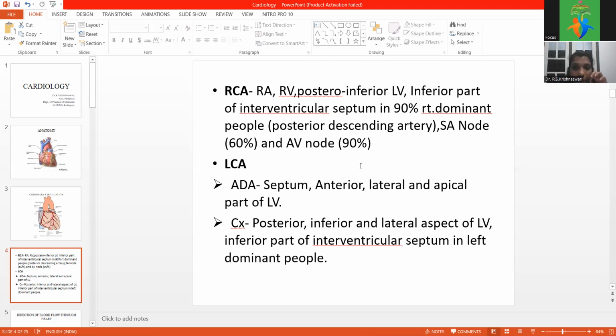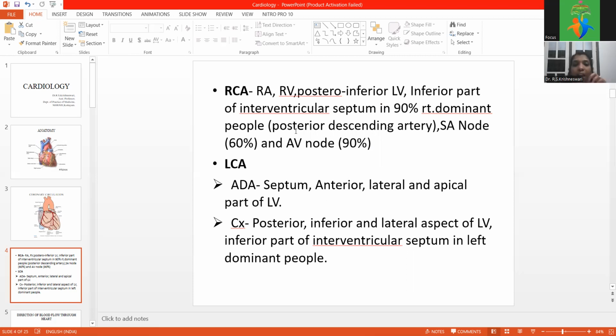And for your information, the SA node and the AV node are situated in the right atrium. Okay, the SA node and AV node are situated in the right atrium, and the right coronary artery supplies the right atrium, by which it supplies 60% of the SA node and 90% of the AV node.